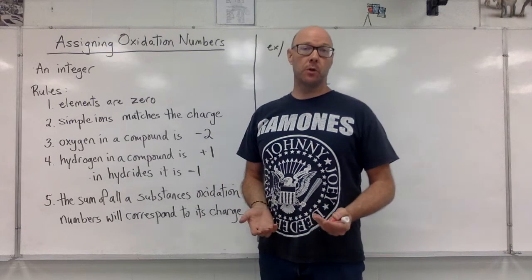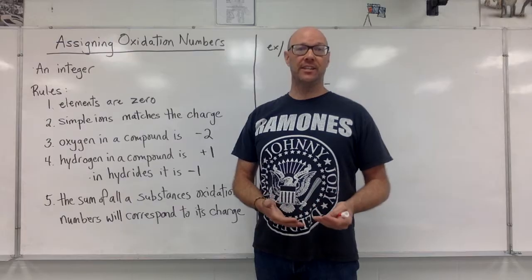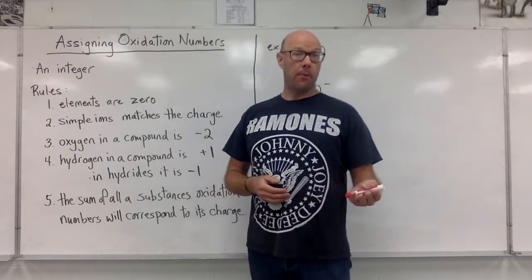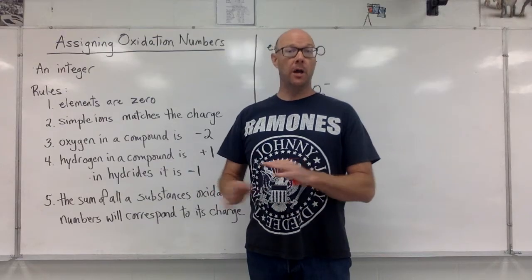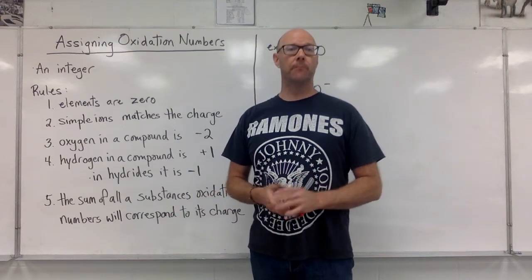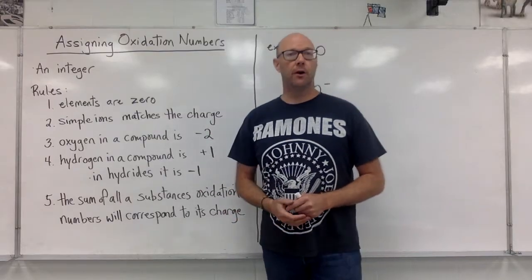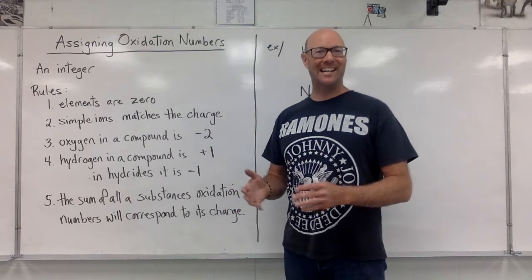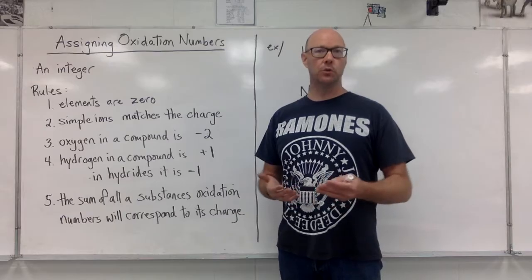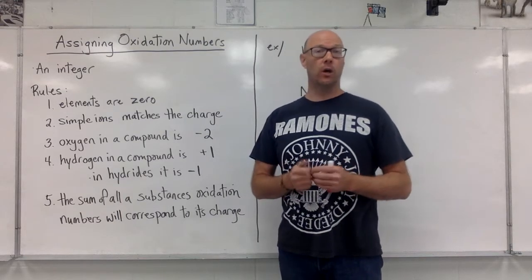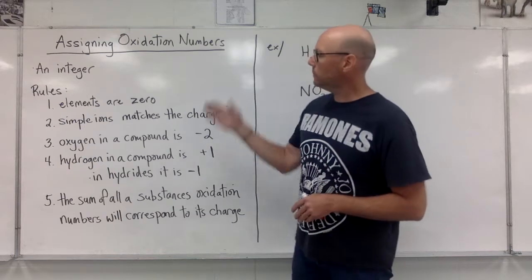Oxidation numbers, sometimes we call them oxidation states. The main thing about them is they're integers. They can be positive or negative, but no decimal places allowed. Integers. We have a handful of rules that we can follow when we're talking about assigning oxidation numbers to individual substances, whether they're simple ions, elements, or in a compound.